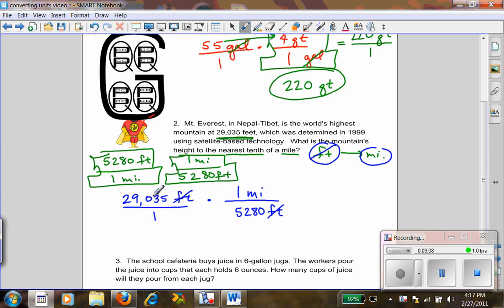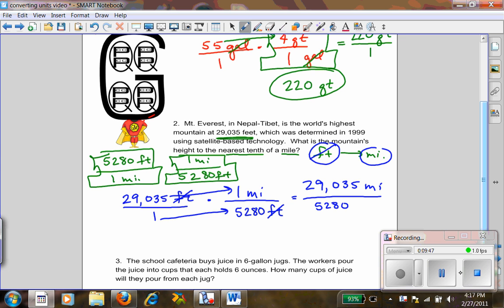That means I have to take, now these are really big numbers. I know that 5 will divide evenly into both of these, but I'm going to make it a little easier on myself because I'm going to use my calculator. So let's just multiply straight across. If I have 29,035 and I multiply it by 1 mile, I'm going to get 29,035 miles. But I'm not done because look, I have a bottom number. 1 times 5,280 is 5,280. There are no units down here because they were crossed out.